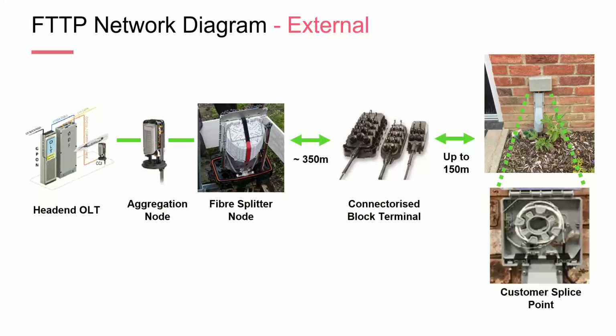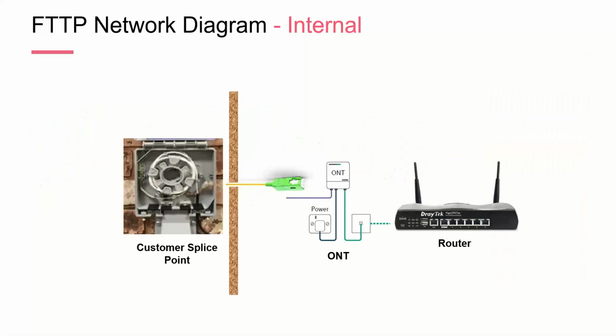So that goes up to the premise. And then at the premise, we have a customer splice point. That's where the single fiber optic cable goes into the premise, and then one core is going to go into the building. So if we look at that on the next slide, we can see it goes through, and then it'll have a fiber connector going into the ONT, which is provided by Openreach, and that will have power, and then it'll have an Ethernet connection going out that then can connect to a router.